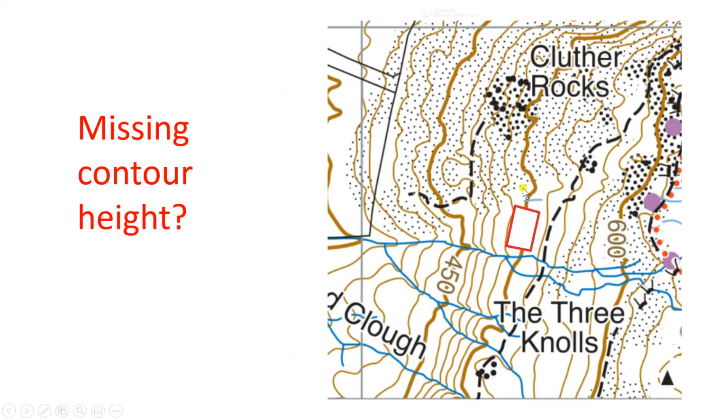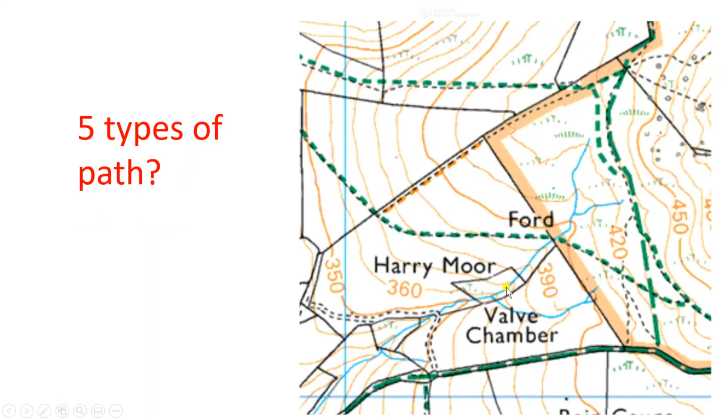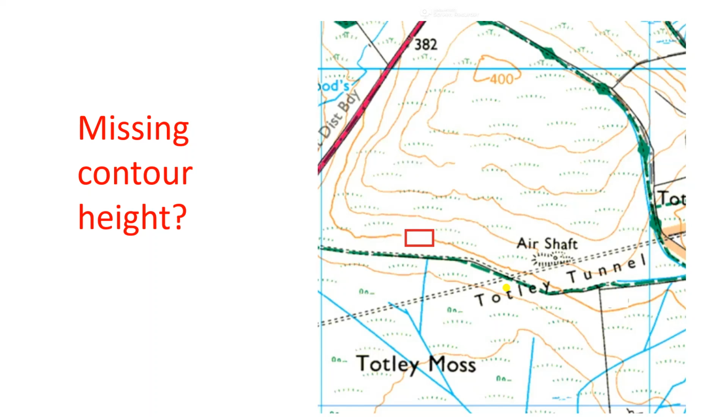Next question, I've obscured this contour value here. I want to know, what is the height of this contour line? On this one, there are 5 different types of path shown. Can you identify them all? This one is another missing contour height, so I've obscured the value of this contour line here. So what should it be?